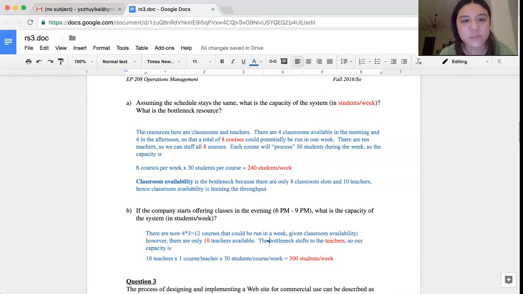So for this problem, we just need to think about the teacher and classroom availability as the resource, like the machine in the manufacturer, and consider the students as the products, like in the manufacturer.